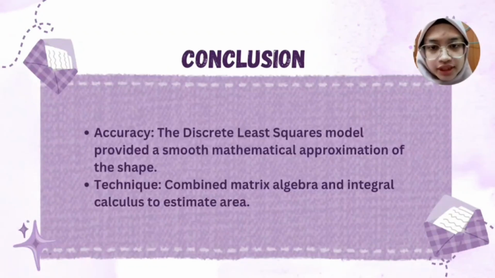Okay, for the conclusion, from accuracy, the discrete least square model provides a smooth mathematical approximation of the shape. And from technique, it combines matrix algebra and integral calculus to estimate area.